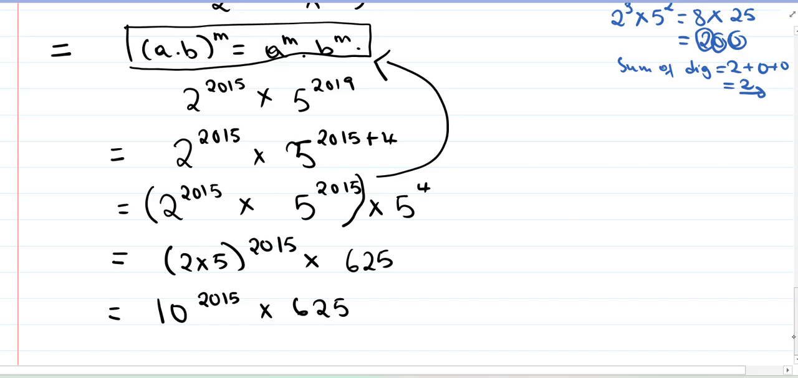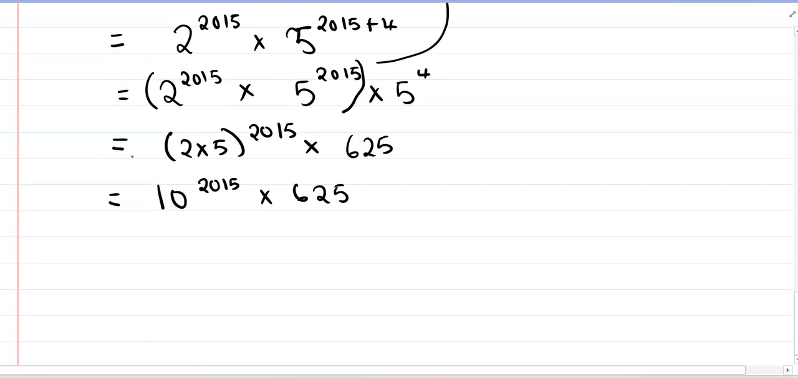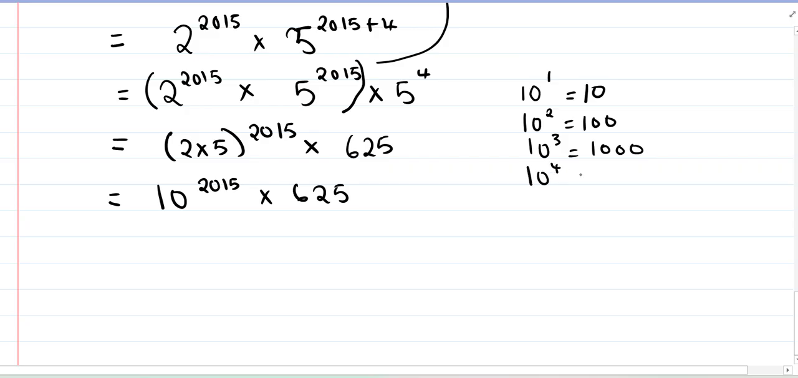Breaking this one down, one is wondering, how do you get 10 to the power of 2015? How do you solve it? I think it's pretty simple. 10 to the power of 1 is 10. 10 to the power of 2 is 10 times 10, which is 100. 10 to the power of 3, let me write it down, is 1000. 10 to the power of 4 is 10,000. I think you start to see a pattern here. 10 to the power of 5 is 100,000.